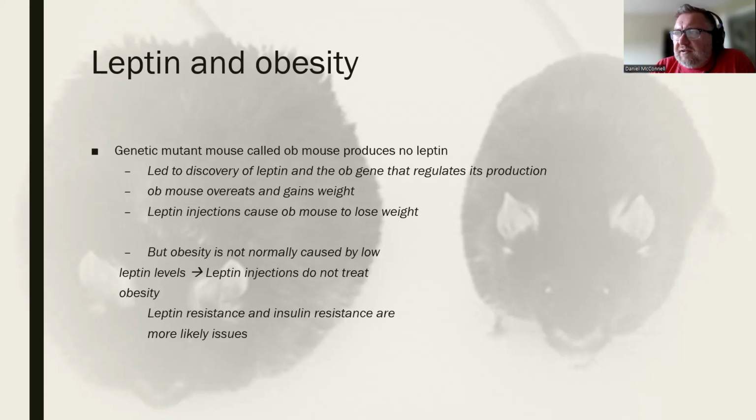You can kind of see in my background here, I've got the pictures of the mice here. So what we can do is we can identify a gene called the OB gene, and this gene regulates leptin production. And we can use a knockout procedure to disable that gene in mice. And so now we'll call this the OB mouse, because the OB gene has been knocked out, and this mouse no longer produces any leptin.